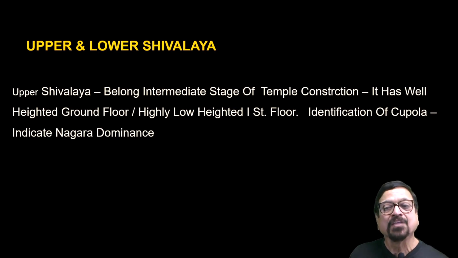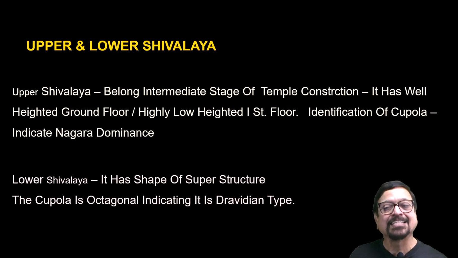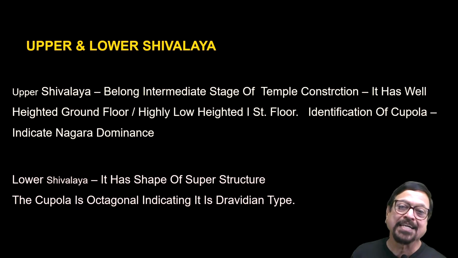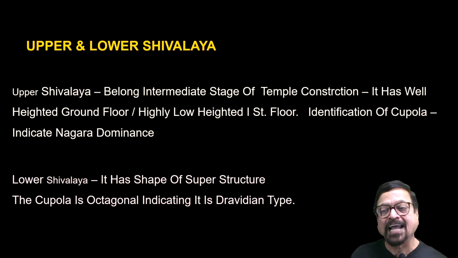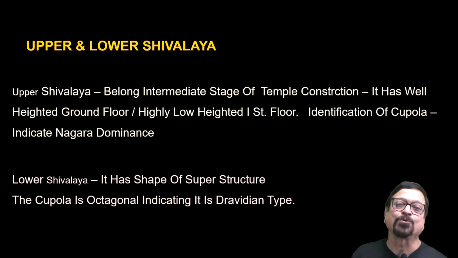It has a well-heighted ground floor, then a highly low-heighted, meaning disproportionate, first floor, indicating the cupola. What does it indicate? The Nagara dominance. Again here there is a combination of both in Upper Shivalaya, but in Lower Shivalaya we are going to see a dominating Dravidian pattern. The Lower Shivalaya has the shape of a superstructure. The cupola is octagonal, indicating it is a Dravidian type, or the dominance is by the Dravidians.